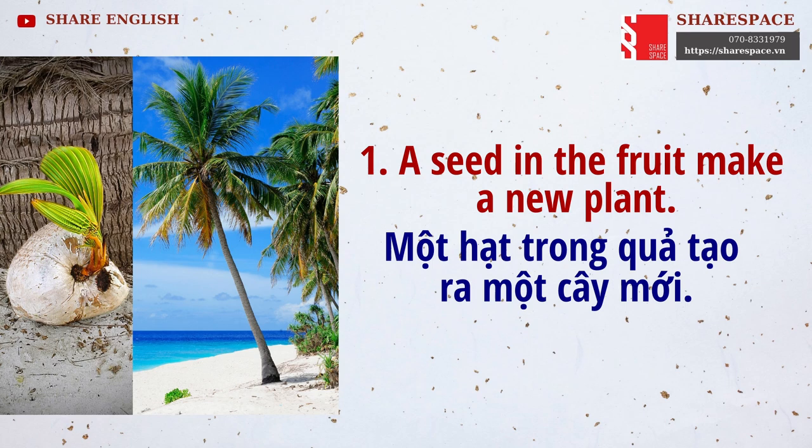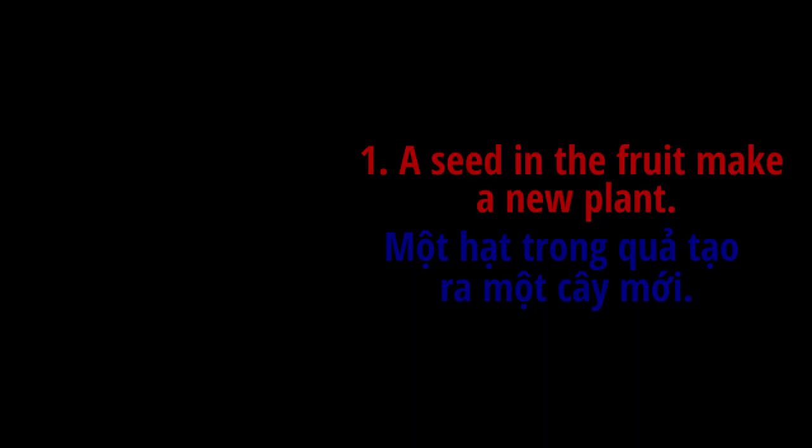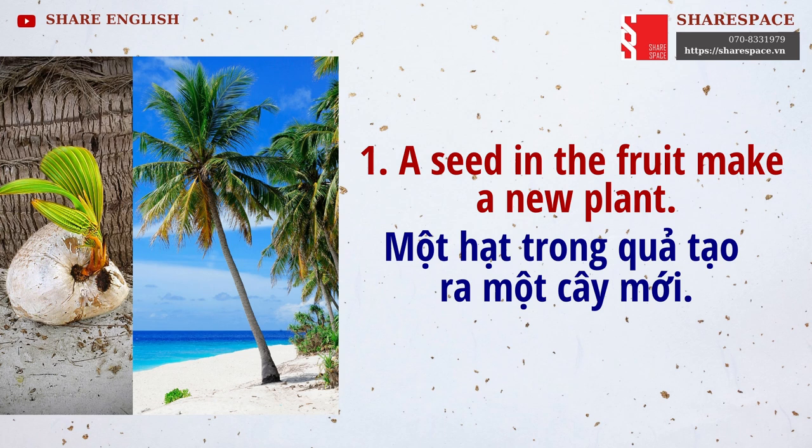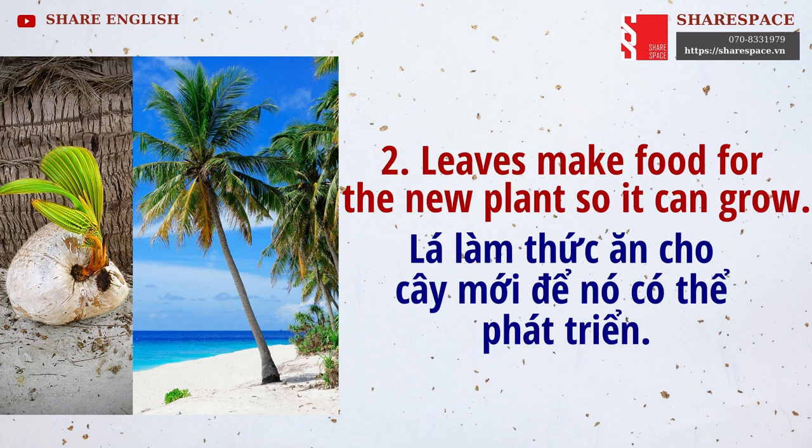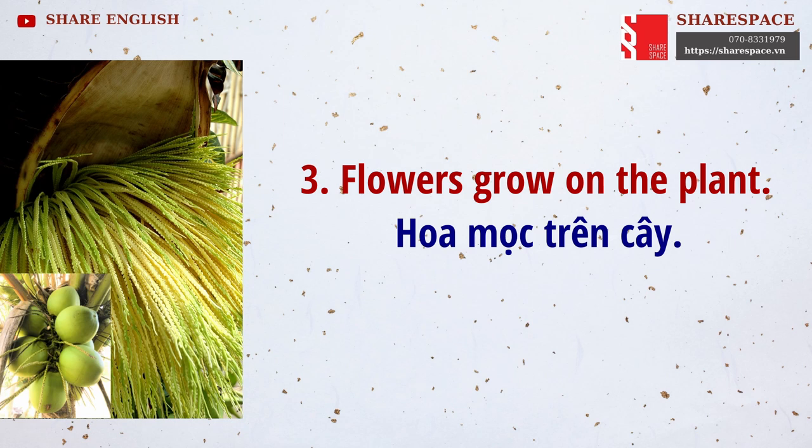1. A seed in the fruit makes a new plant. 2. Leaves make food for the new plant so it can grow. 3. Flowers grow on the plant.